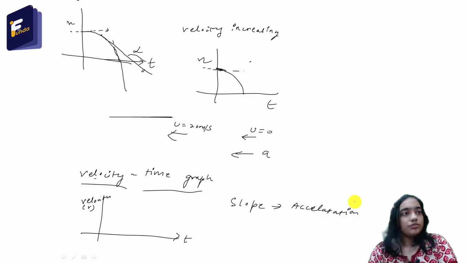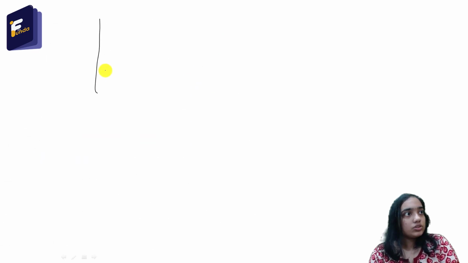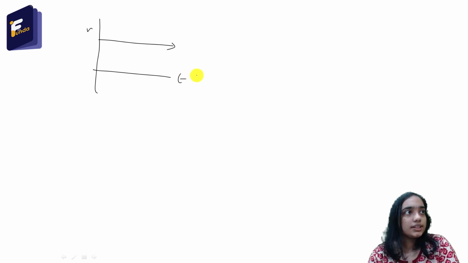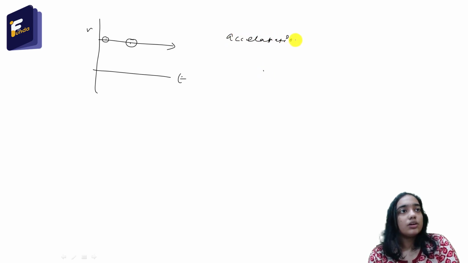So we will draw a few graphs. If the VT graph is like this, think about the acceleration. You can see that at every point the slope is 0. The slope represents acceleration, so that means the acceleration is 0. Acceleration is equal to 0.